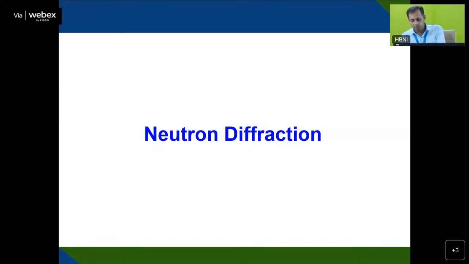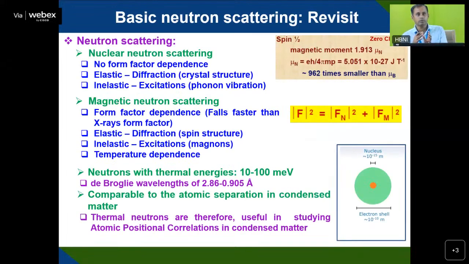Neutron has a magnetic moment, so it has a magnetic characteristic. So you'll be able to see diffraction as well as, due to the magnetic moment, magnetic neutron scattering diffraction. I have already discussed a little bit of the basics about neutron scattering. Mainly two types of scattering are possible. One is nuclear neutron scattering. As I told, the nucleus is very, very small in comparison to the whole electron cloud, so the neutron-nucleus interaction is very weak. And there are two types of scattering here: one is nuclear neutron scattering, another is magnetic neutron scattering.